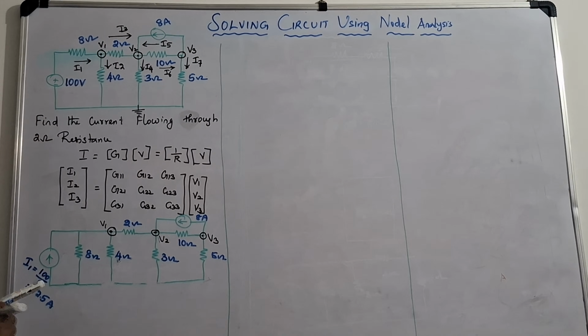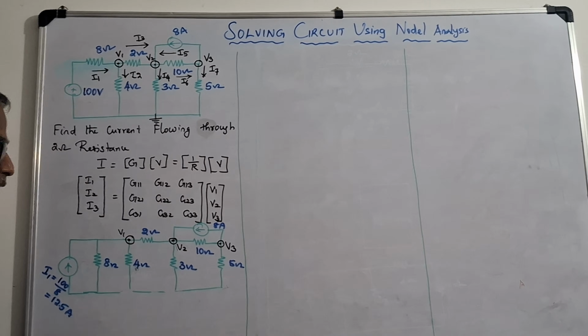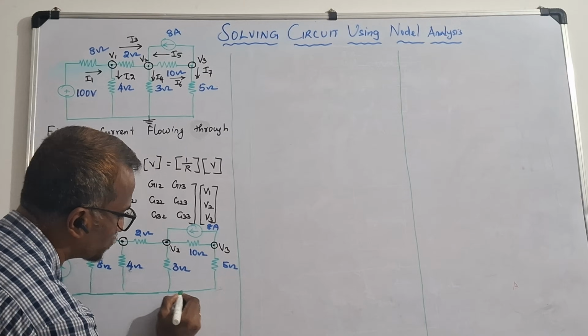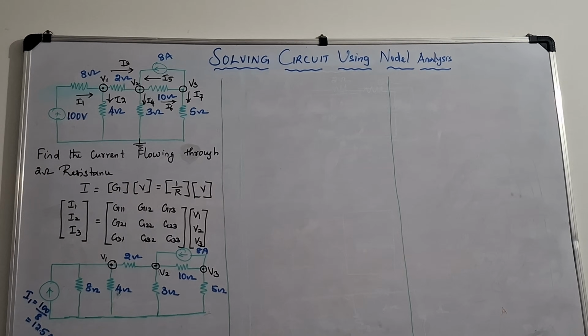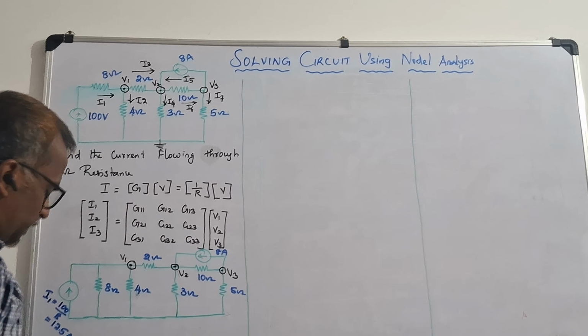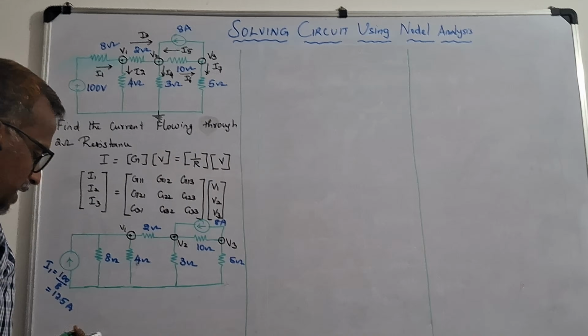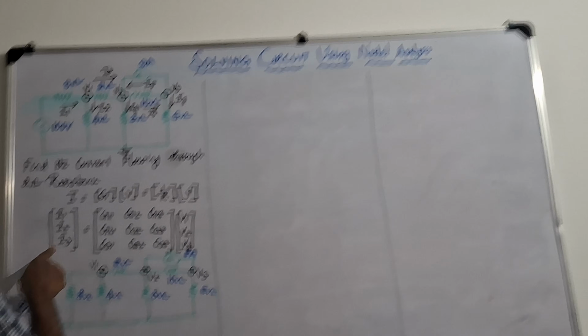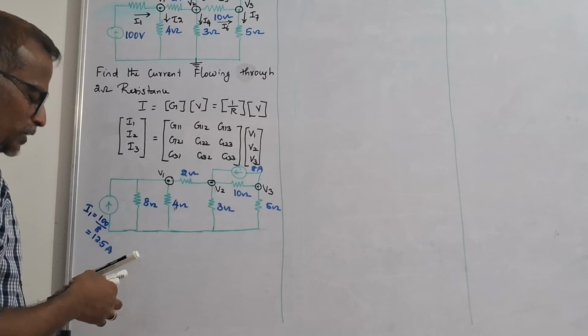V1, V2 and V3. I hope you understand how I have used this voltage to current transformation, voltage source to current source. And now if you see this, we have this. Now we are going to write the matrix, all the matrix. How to write the matrix? Current matrix is equal to conductance matrix into the voltage matrix.